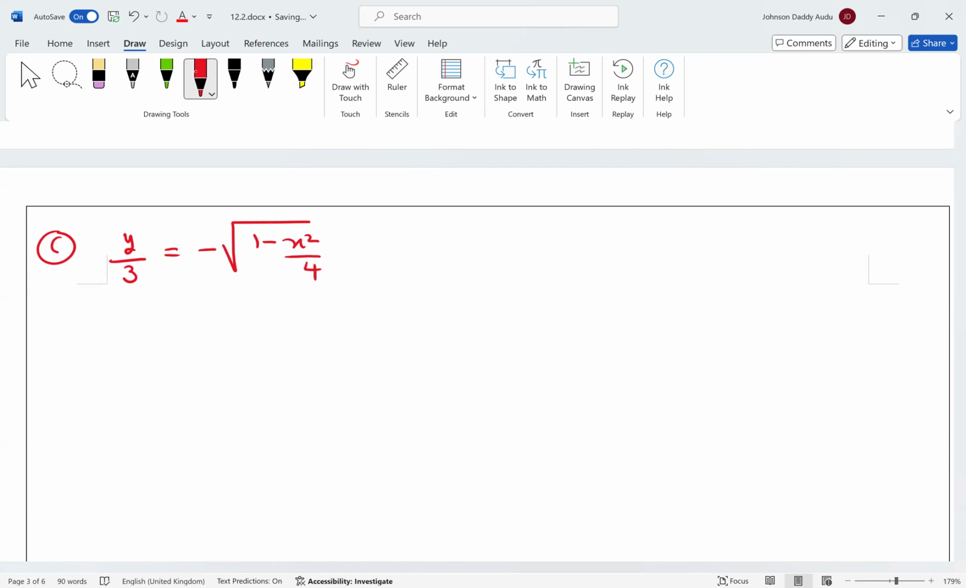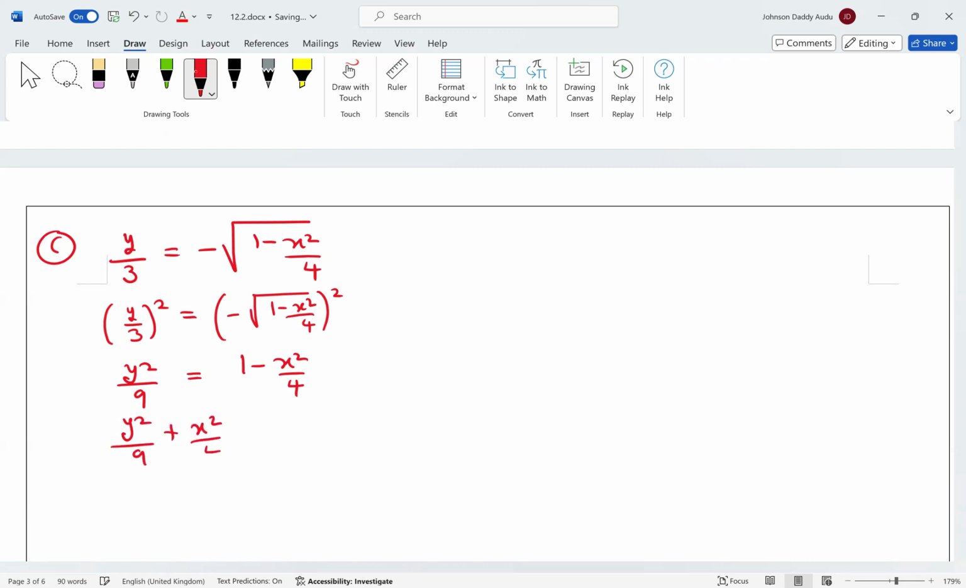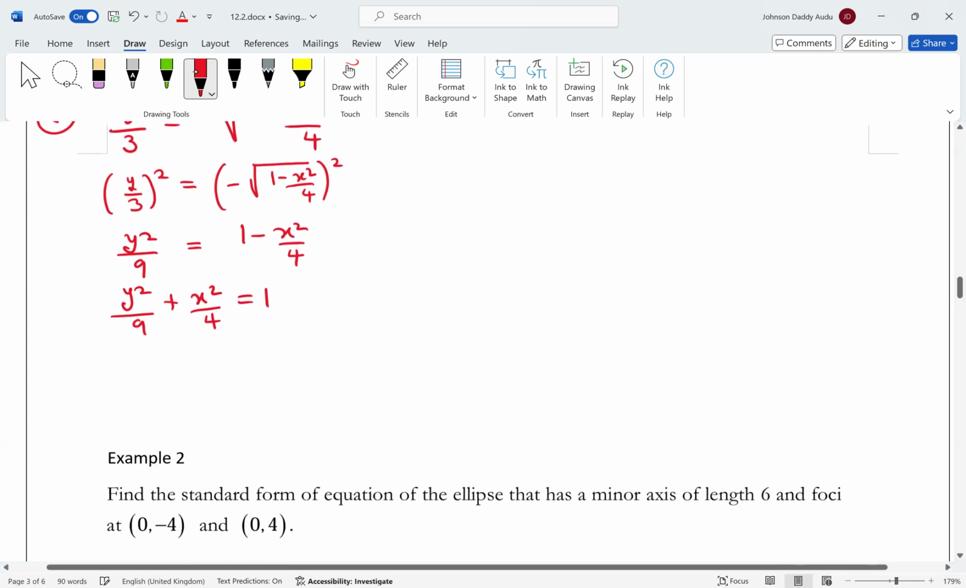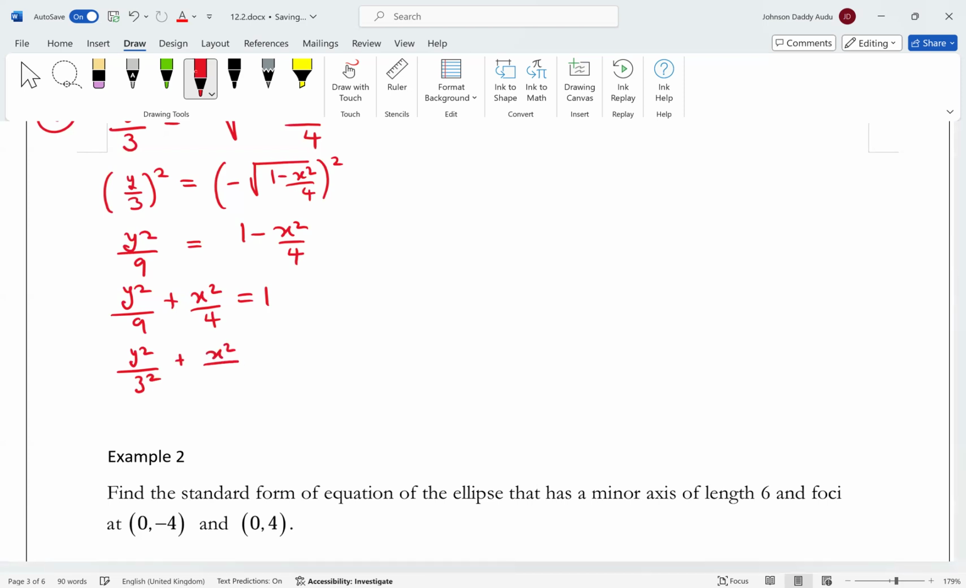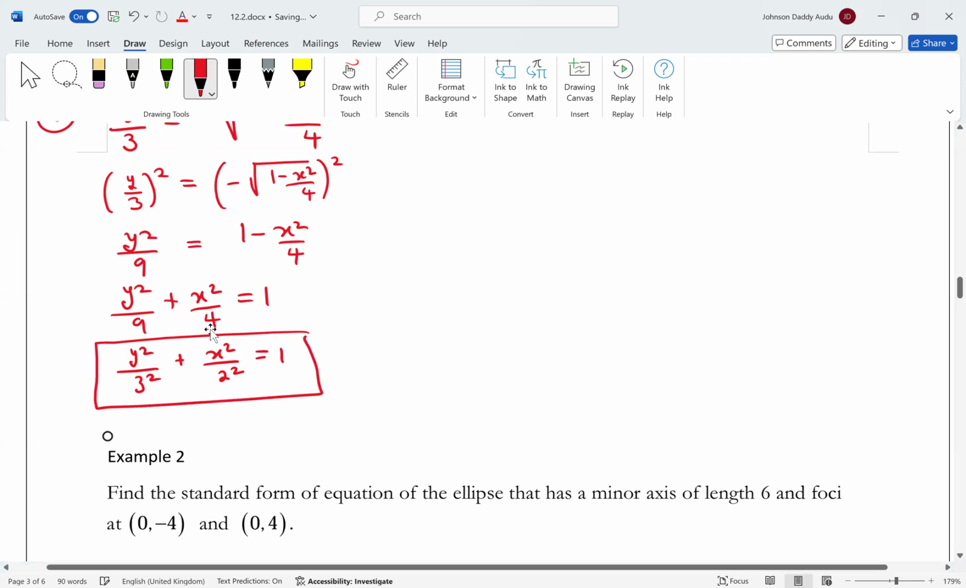So what do we do here? You just square both sides. This you can write as y over 3 squared equals this, also I'm squaring both sides. So this will give us y squared over 9 equals 1 minus x squared over 4. So if we write this, we will have y squared over 9 plus x squared over 4 equals 1, which we can write as y squared over 3 squared plus x squared over 2 squared equals 1. Now you can see here what is bigger.